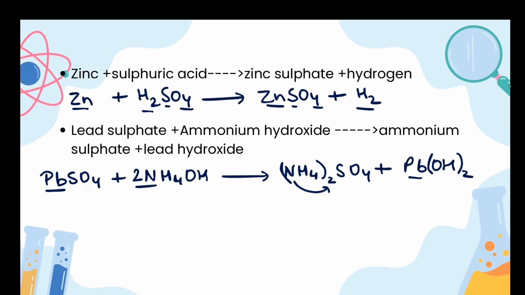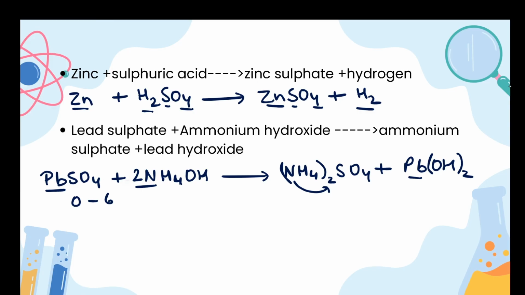Okay. Now oxygen is how much? 4 and 2. Oxygen is how much? It is 6. How many oxygen atoms are there? 4 plus 2, 6. And here how many oxygen atoms are there? 4 plus 2, again 6.